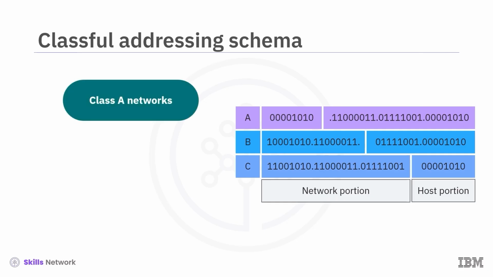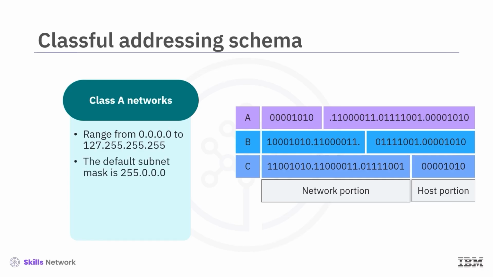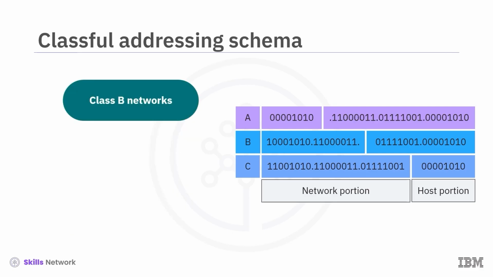Class A networks. They range from 0.0.0.0 to 127.255.255.255, used primarily for unicast communication. The default subnet mask for Class A is 255.0.0.0. In Class A networks, the first octet is used for the network portion, and the last 3 octets are for the host portion.